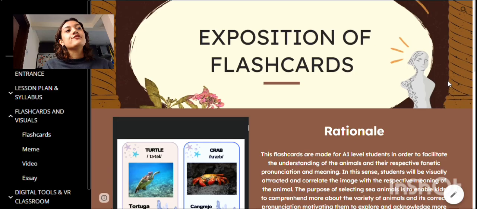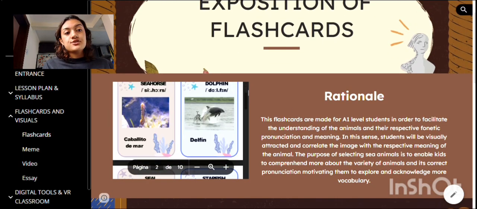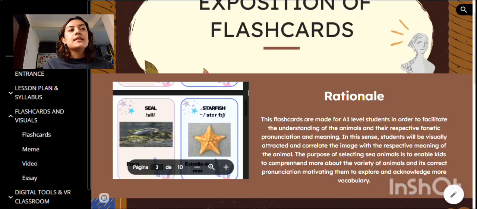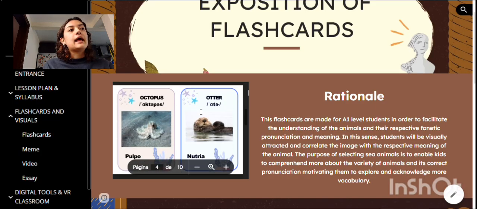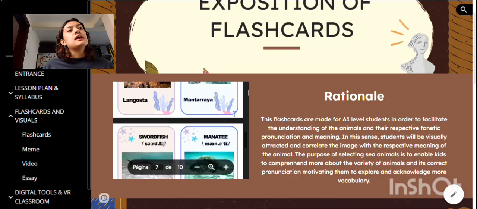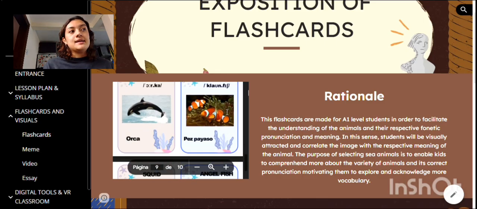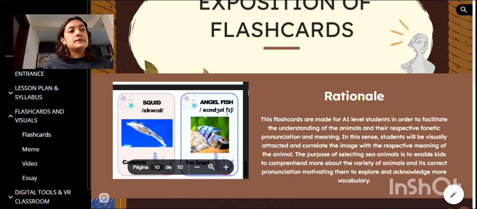The first one is about sea animals, where the aim is to facilitate students' understanding of the animals and their respective phonetic pronunciation and meaning. Also, that they can be visually attracted and relate the image with the meaning of the animal.